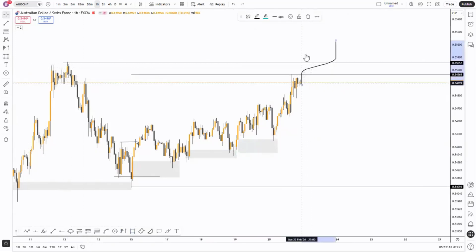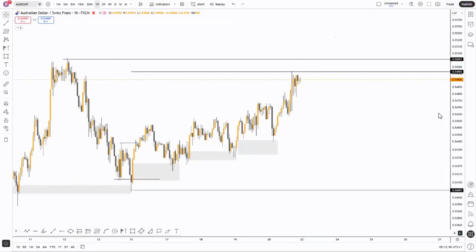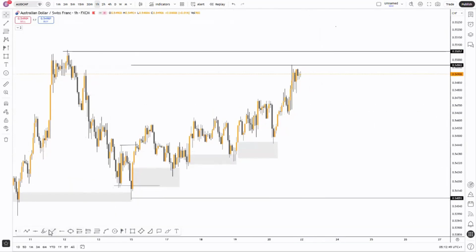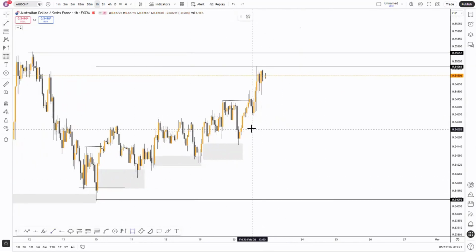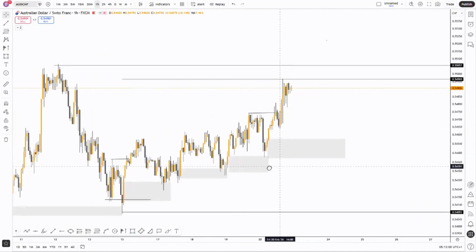Now, what we'll be looking for next is that we've seen another break of structure around this zone. Price broke structure here, and the origin of this break of structure is around this zone. So this is what I'll be expecting by next week.